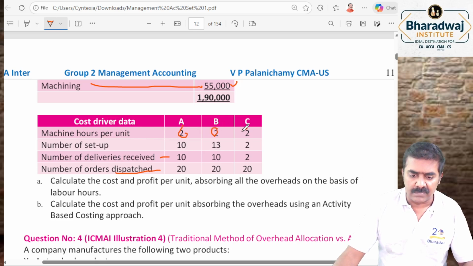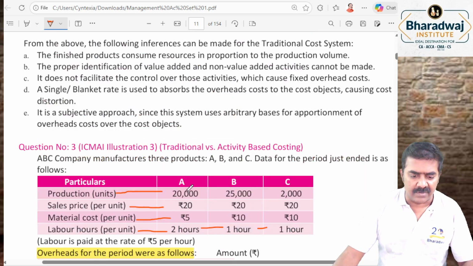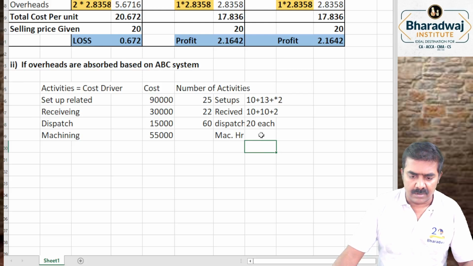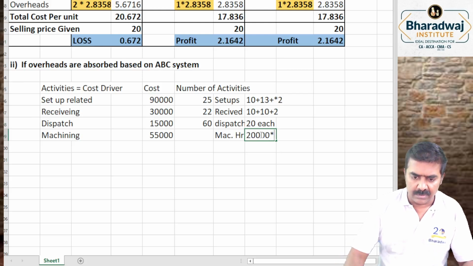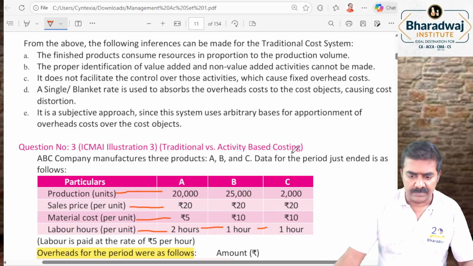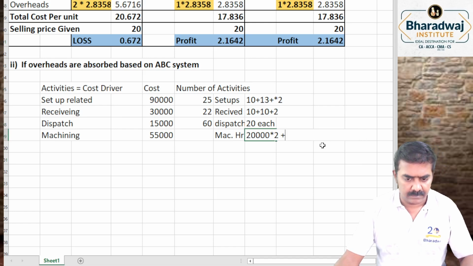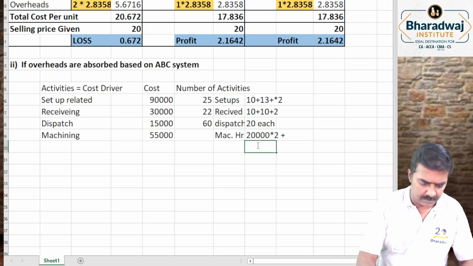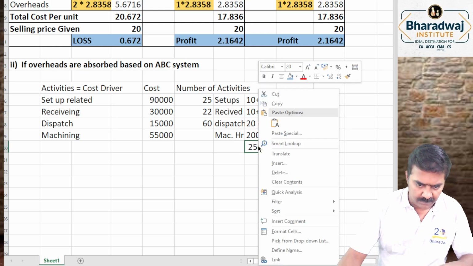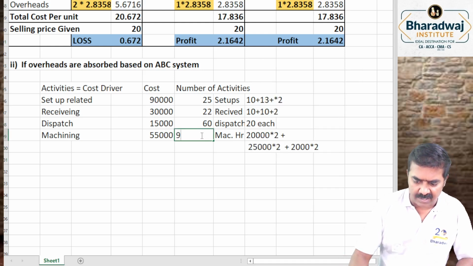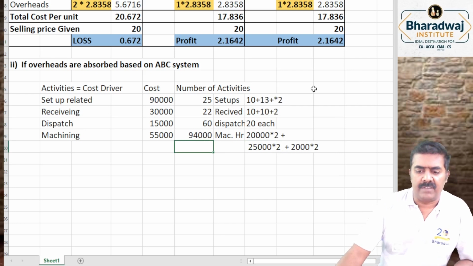How to work out this? Number of units are given in the previous one. Okay, 20,000 into 2, then plus the other one, 25,000 into 2, plus the other one, 2,000 into 2. Tell me. 94,000 hours. 94,000 hours. Wait, pardon.